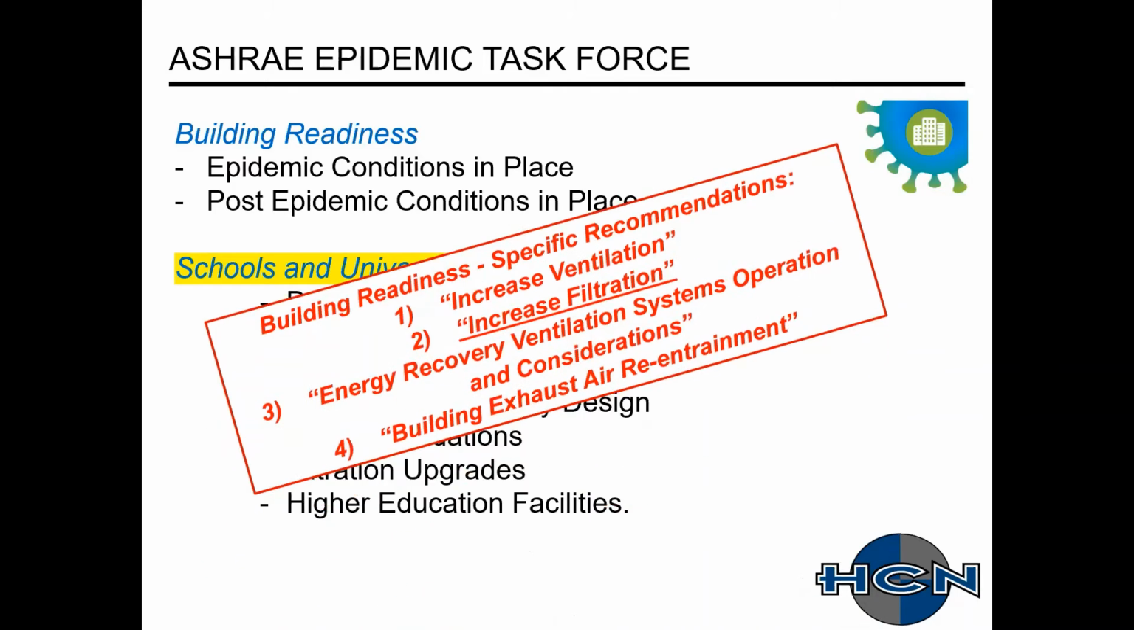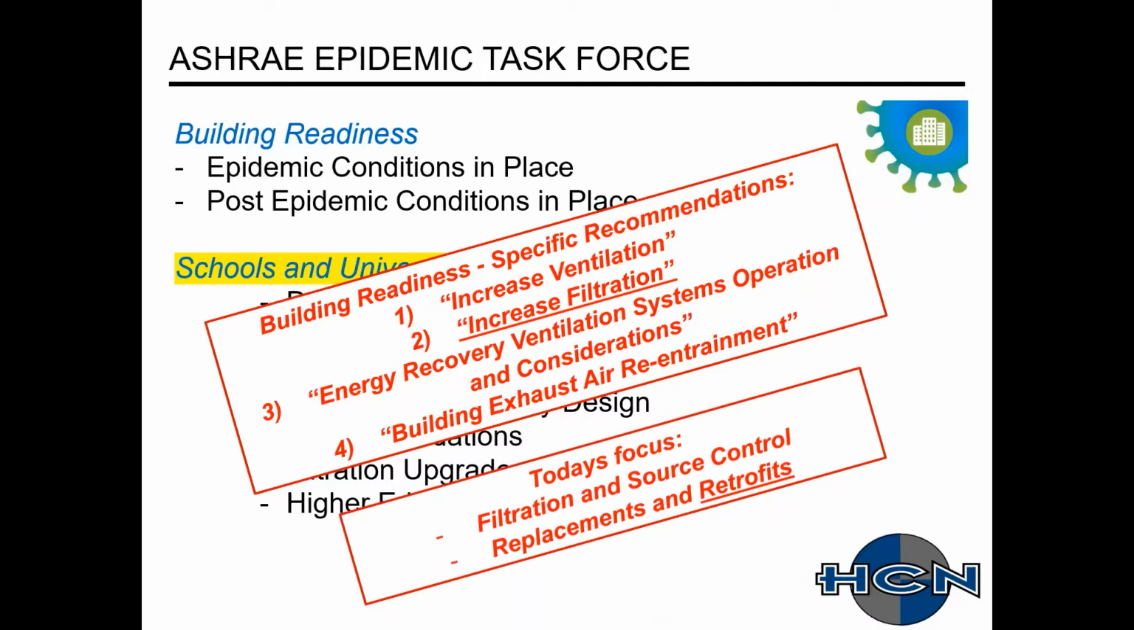All right. So from the building readiness, specific recommendations that they list, these are quotes: increased filtration, increased ventilation, energy recovery system operation and considerations. And then the fourth thing is building exhaust re-entrainment. Entrainment, once again, is a good Scrabble word if you start with train. So anyway, today we're going to focus on increased filtration, with filtration and source control.